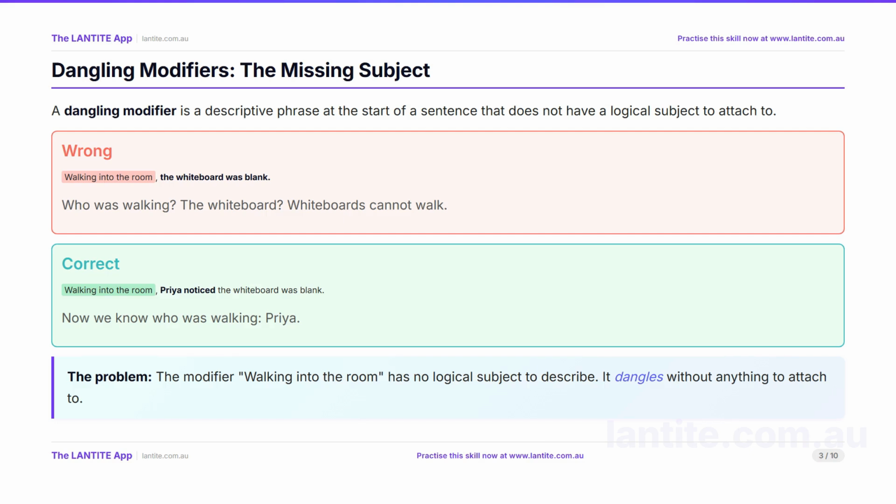A dangling modifier is a descriptive phrase, usually at the start of a sentence, that has no logical subject to attach to. Here is the classic example. Walking into the room, the whiteboard was blank. Who was walking into the room? According to the grammar of this sentence, it was the whiteboard. But whiteboards do not walk. The modifier is dangling because the person doing the walking is not mentioned in the sentence. To fix it, we add the missing subject. Walking into the room, Priya noticed the whiteboard was blank. Now, the modifier has someone to attach to. Priya is right next to the phrase, so we know she was walking.